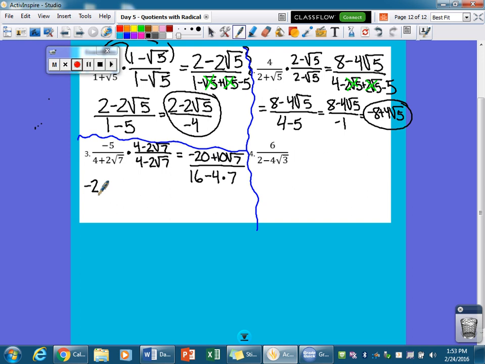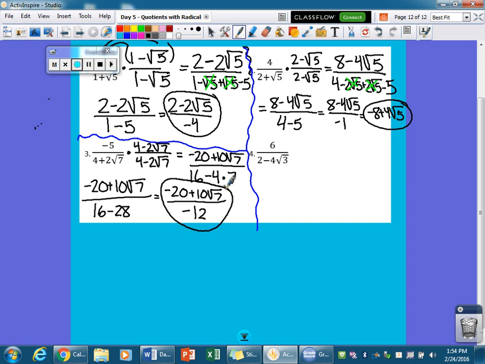My numerator, negative 20 plus 10 square root of 7, all over 16 minus 28, which is negative 12. And there you go. All right, again, a lot of work, but I want to get those good grades here. All right, next one. Last one that I'll do with you.